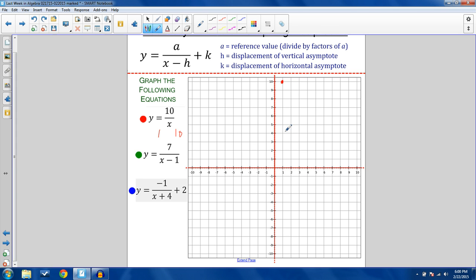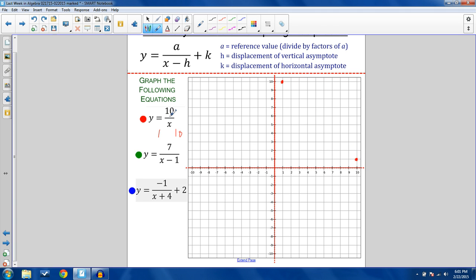So here's the thing. Everything's in relation to your cross-section, not the origin, but from here. When I go 1 over, this denominator is going to represent how far I go over. When I go 1 over, the y value, the rest that's in there, is how far I'm going to go up. So I'm going to go up 10. When I go 10 over, 10 over 10 is 1.